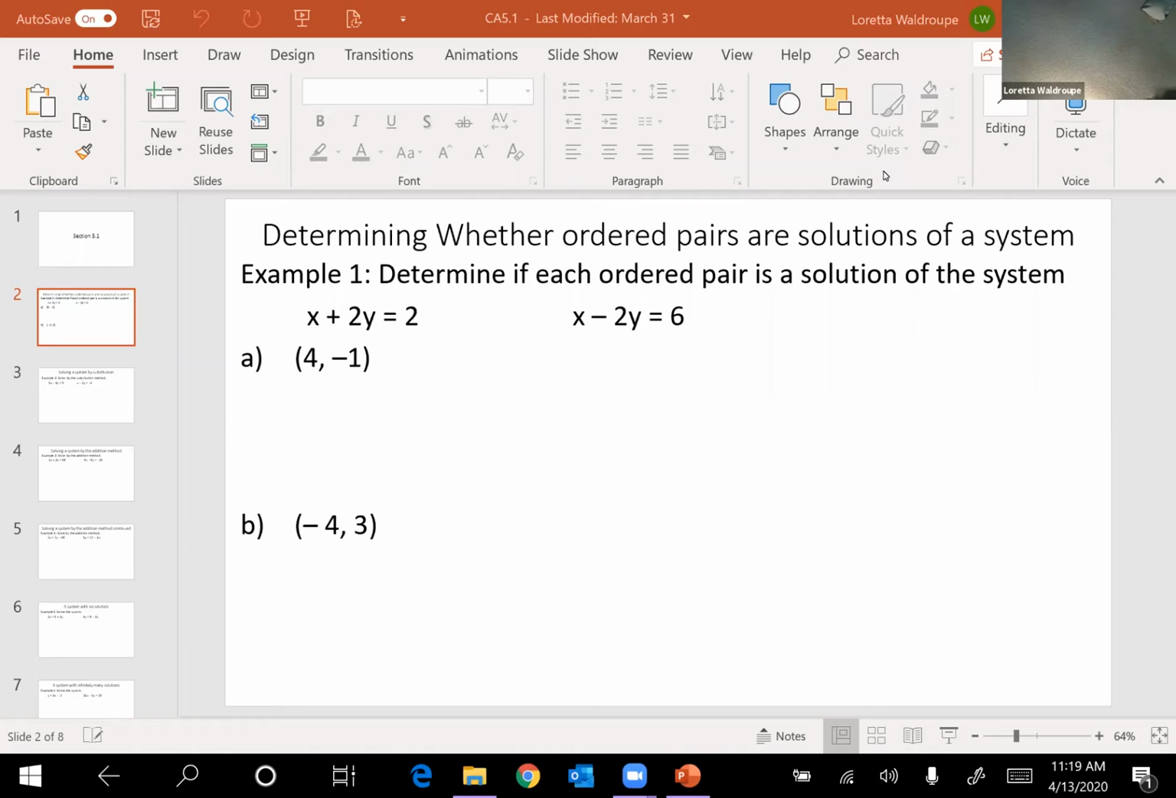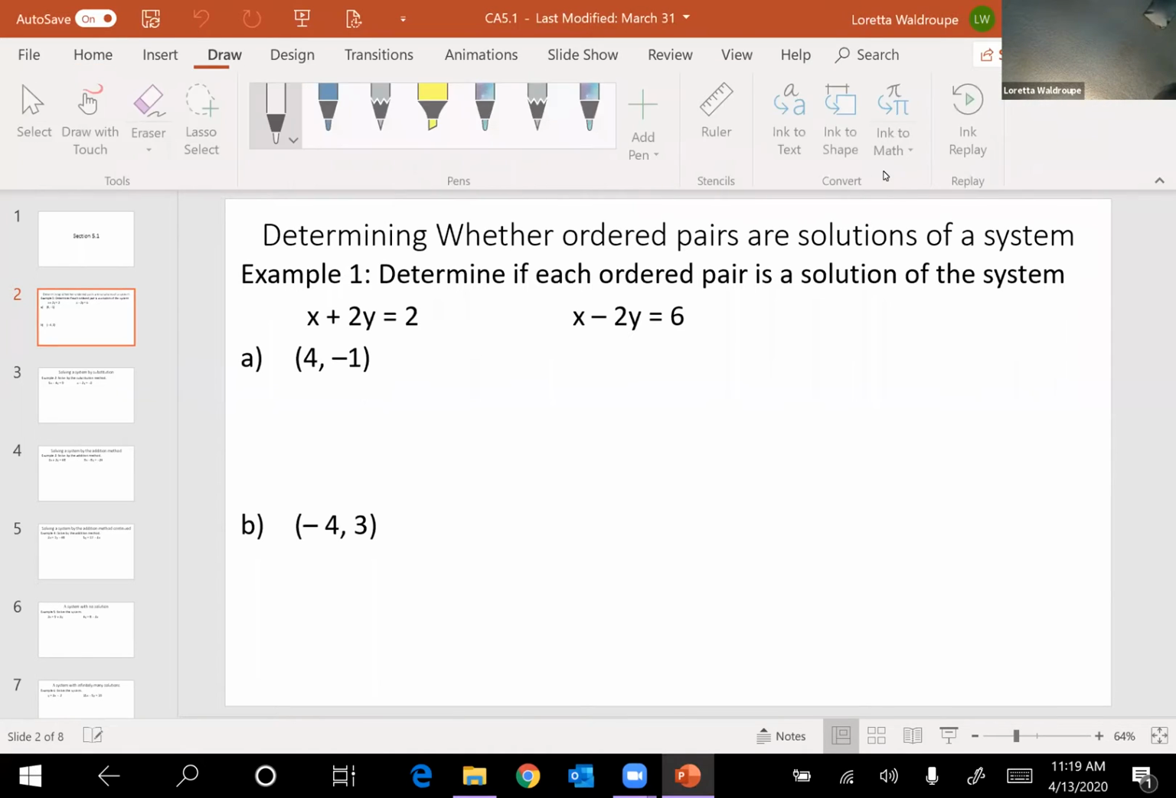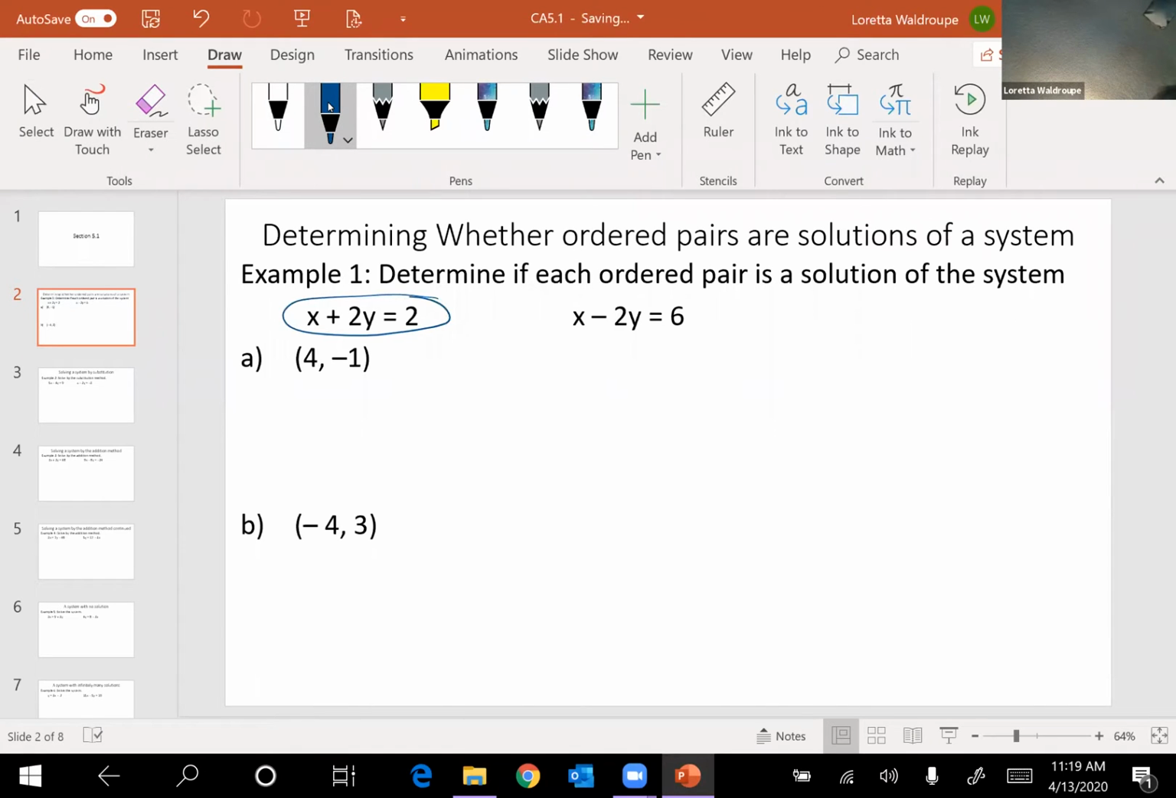Okay, guys, this is the lecture over 5.1. So in this lecture, we're going to learn how to solve systems of equations. When you've got a system of equations, it means you've got usually at least two equations. So when you're asked, is a point a solution to this system, you plug that point in for x and y, and determine if it fits the bill.